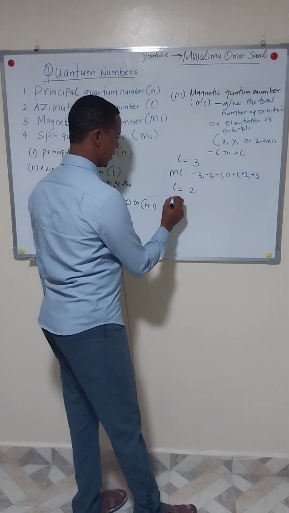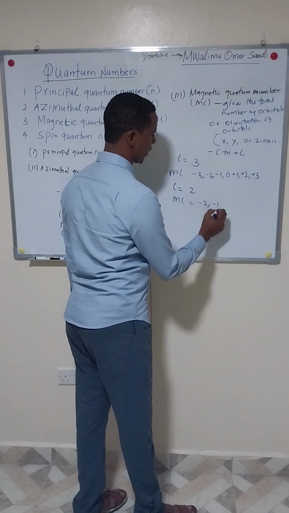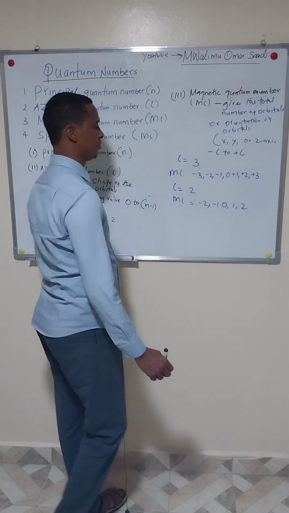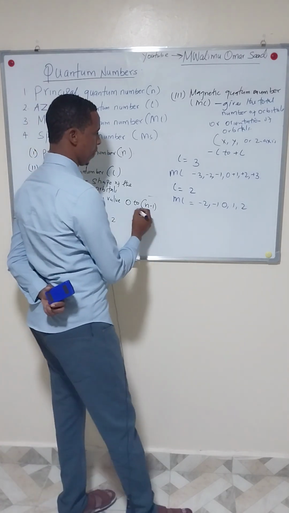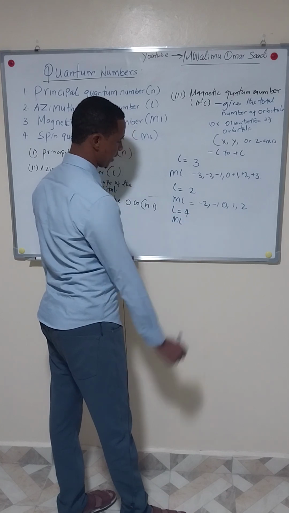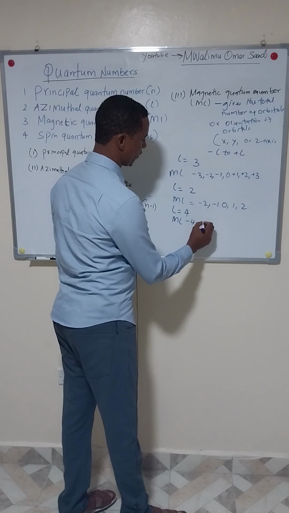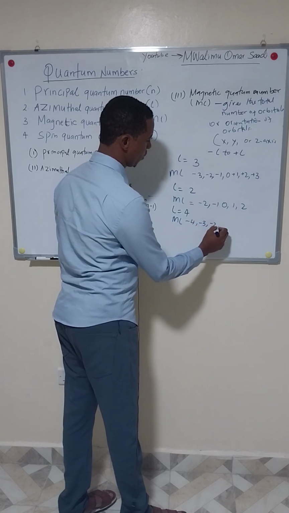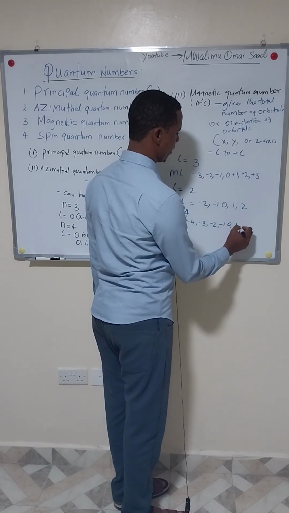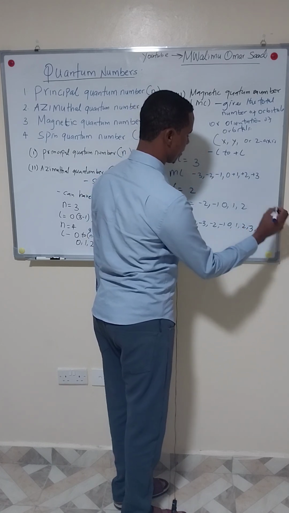If L is, let's say, 2, our ML will be negative 2, negative 1, 0, 1, and 2. You see, if L is equal to 4, ML, that is the magnetic quantum number, will be negative 4, negative 3, negative 2, negative 1, 0, positive 1, positive 2, positive 3, and positive 4.